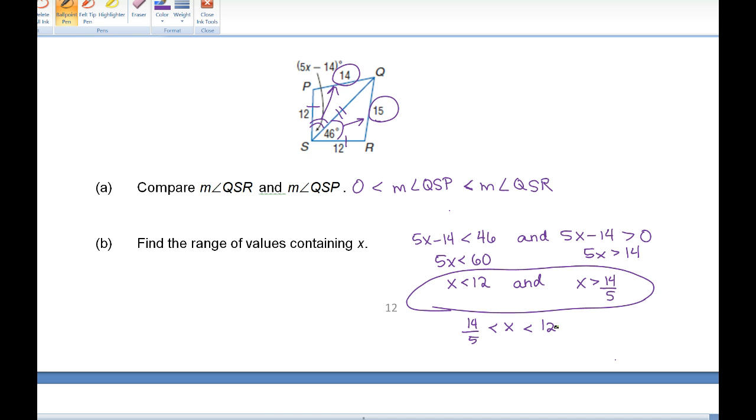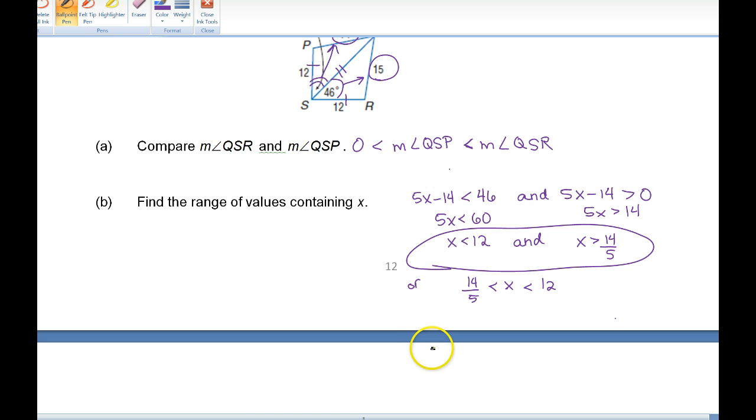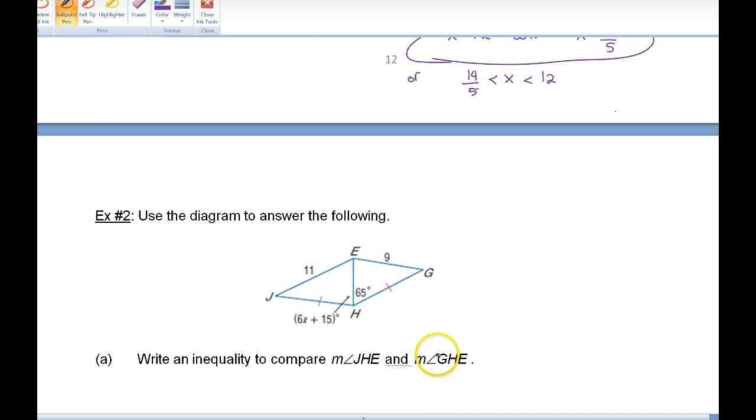This kind of goes along with what we were looking at yesterday, but in this problem, it's referring to the angles. Okay, Tom? So you're saying it's not a big deal if we just keep it as x is less than 12 and x is greater than 14/5? Yeah, you don't have to write it this way. If you just want to leave it with the word and, that's fine. That makes more sense.